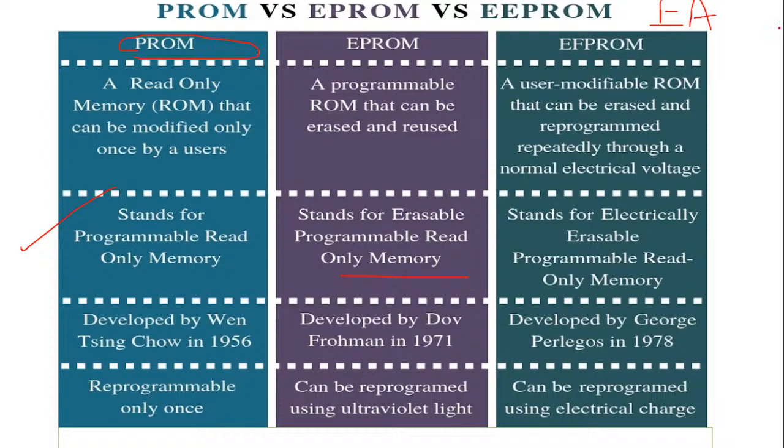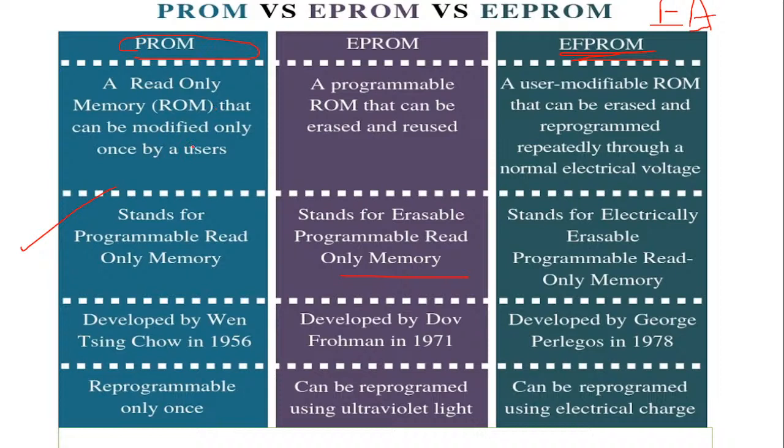So please keep both in mind. In some books they have used this word, and in some books they have used that word. So you should not get confused. Either it is electrically alterable, or it is electrically erasable programmable read-only memory. Now, what is the function of programmable read-only memory? It can be modified only by one user.